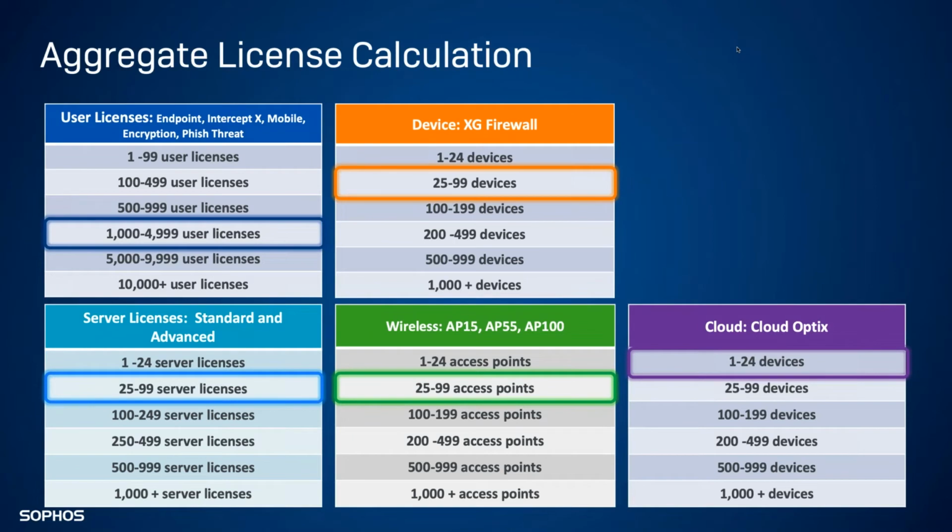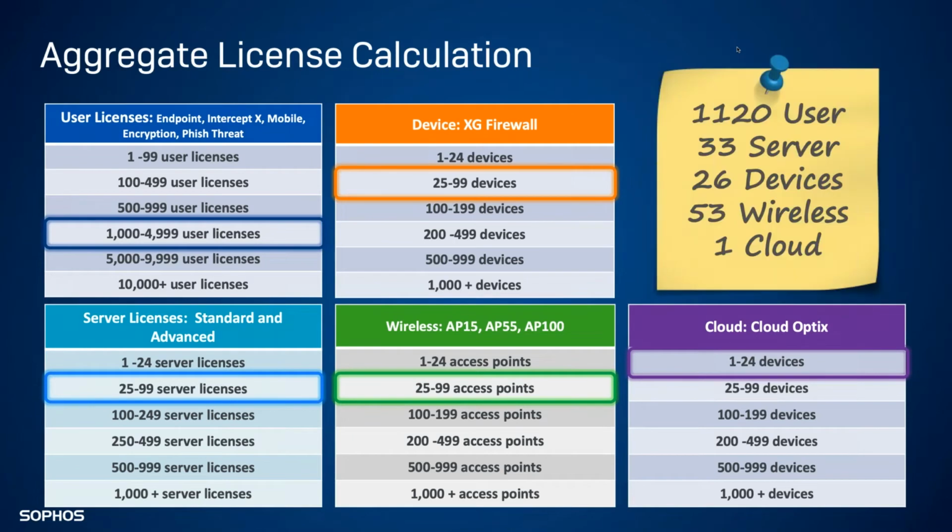But as we do the aggregate license calculation on the users, devices, servers, wireless, and cloud, this is an aggregate across you as an MSP, across your entire customer base. Normally, when you buy a term license, if I have 10 users, I buy a 10 user license. If I have 20 users, I buy a 20 user license. What we do is aggregate all of the user licenses across your entire customer base in order to calculate which pricing band you are going to purchase at.